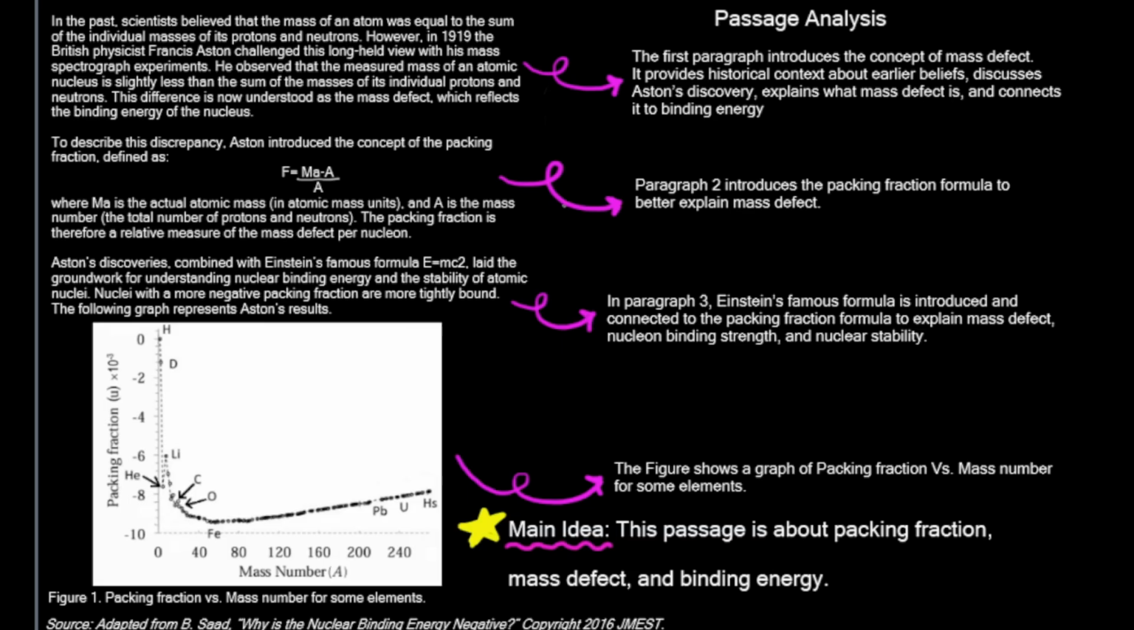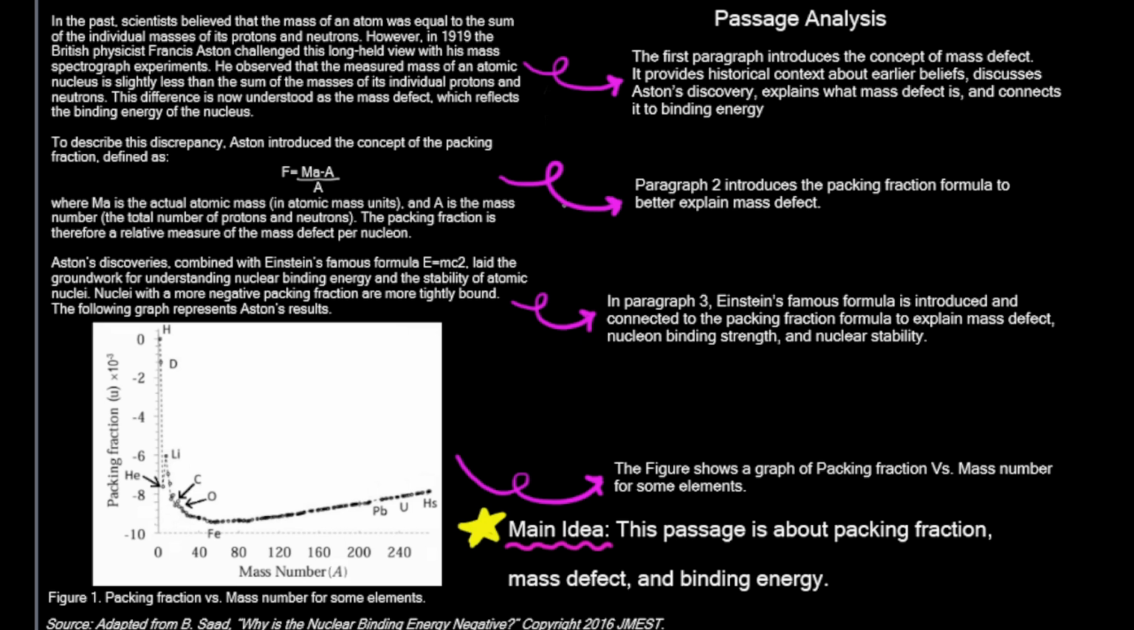So, paragraph number 1, it says in the past, scientists believed that the mass of an atom was equal to the sum of the individual masses of its protons and neutrons. However, in 1919, the British scientist Francis Aston challenged this long held view with his mass spectrograph experiment. He observed that the measured mass of an atomic nucleus is slightly less than the sum of the masses of its individual protons and neutrons. This difference is now understood as the mass defect, which reflects the binding energy of the nucleus.